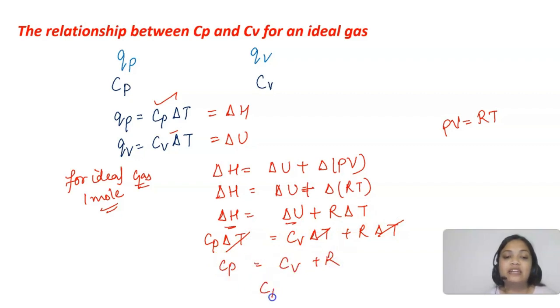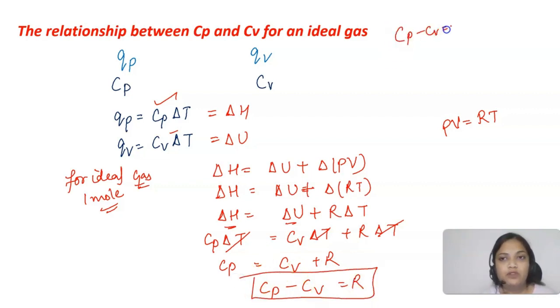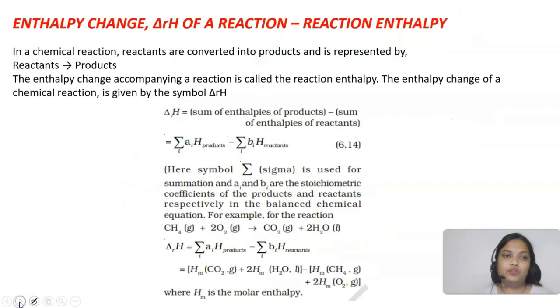So from here we get a relation which is Cp minus Cv is equal to R. Now this is the most important relation, you have to keep that in mind. Questions come based on this, that is Cp minus Cv is equal to R, where R is the gas constant. So keep that in mind. And how we have derived it, I have also shown you that.